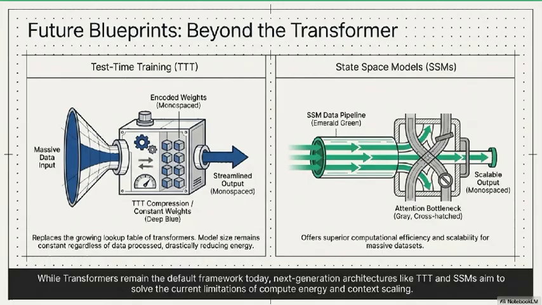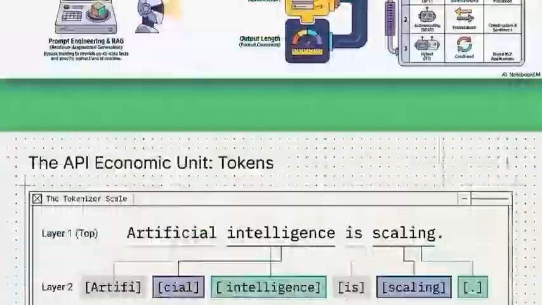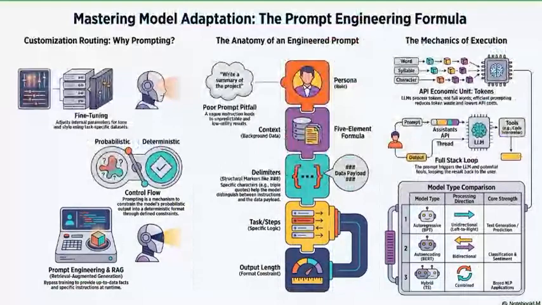We chose between permanently altering the brain with fine-tuning or handing it an open textbook using retrieval augmented generation, or RAG. We manipulated the token economy, understanding how words are mathematically chopped and how engineered prompt formulas constrain probability into determinism. We finally made the agentic leap. We broke down the stateless amnesia of standard APIs and explored the Assistants API state management, the infinite memory storage of threads, and the compute orchestration of runs.